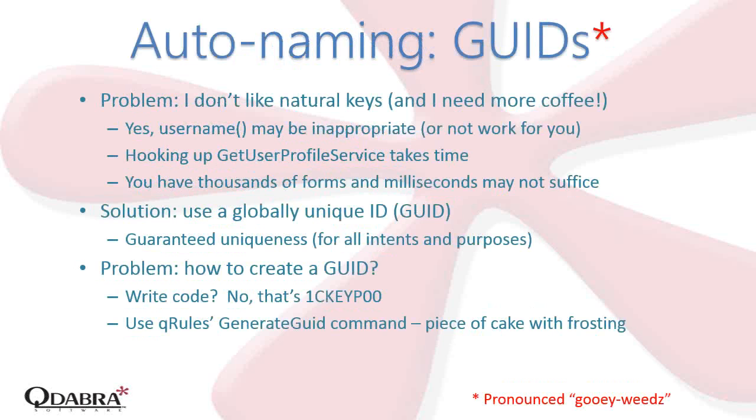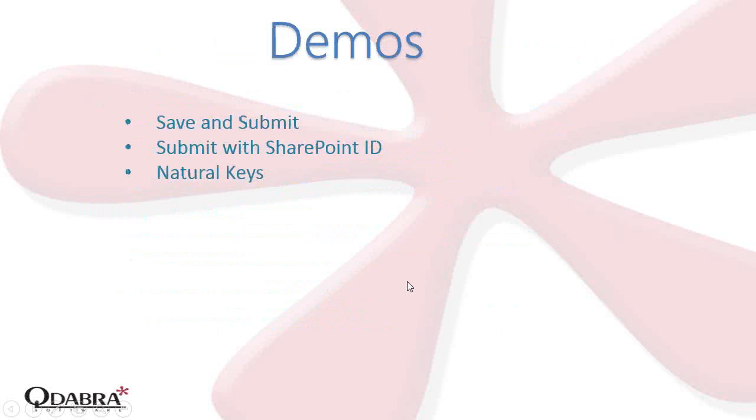Those were the demos. Once again, to recap, don't write the code for GUID. Use QRules because code is bad. It won't migrate to all your forms unless you do it in a really common way. We've already done that for you with the QRules GUID command. Piece of cake. Very easy to do.